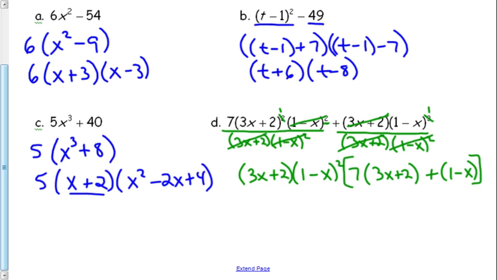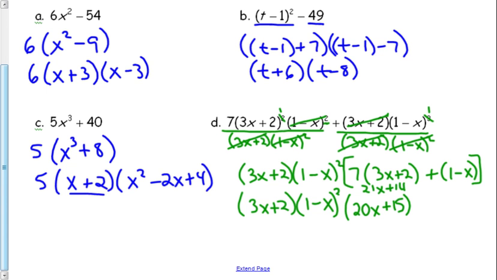All right, inside that bracket, I can combine some like terms and distribute a little bit. So I'm going to copy the rest of it down, 3x plus 2, 1 minus x, quantity squared. All right, when I distribute, I get 21x plus 14. Then I have the plus 1 minus x, so that gives me 20x plus 15.